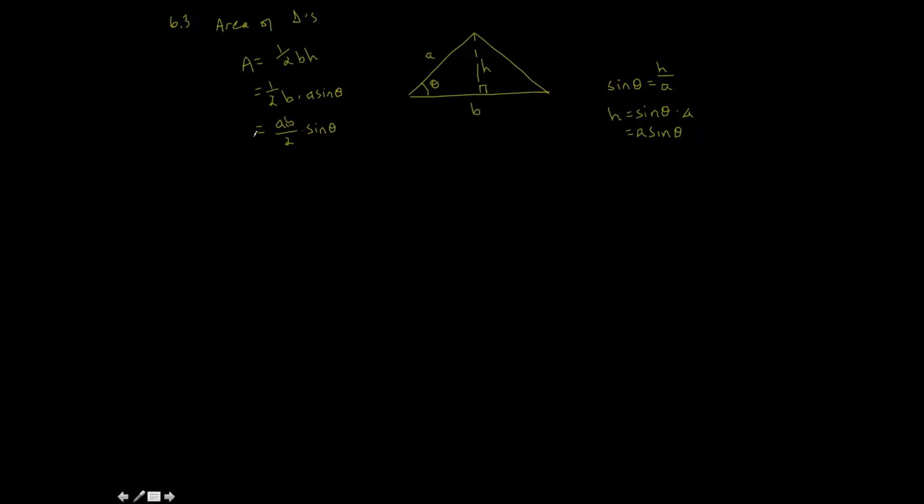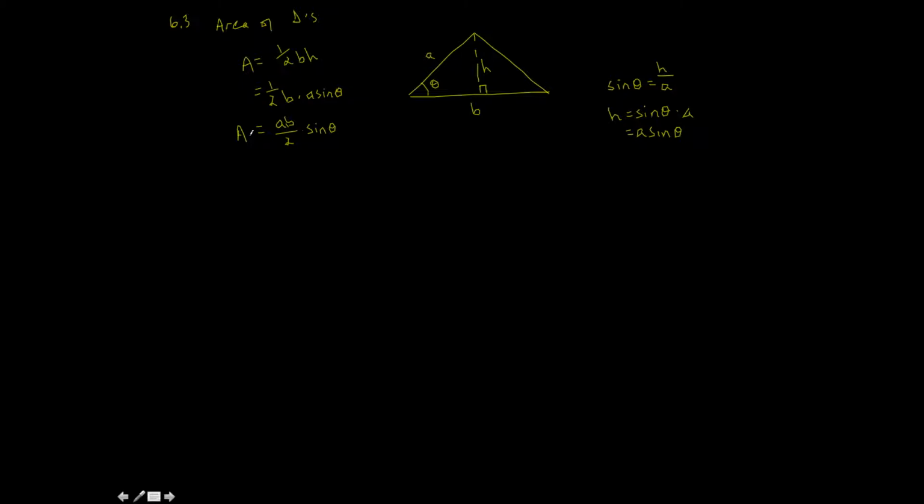So notice, I've taken our original area formula. I've gotten rid of the height. I don't have to know the height anymore as long as I know a side, an included angle, and a side. So side, angle, side. So this is going to make finding some areas a little bit easier for you.